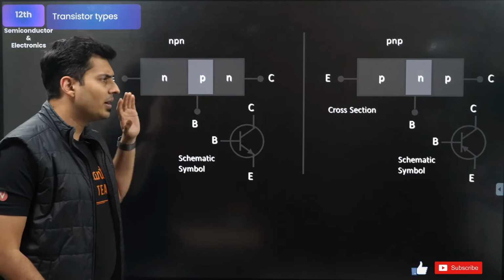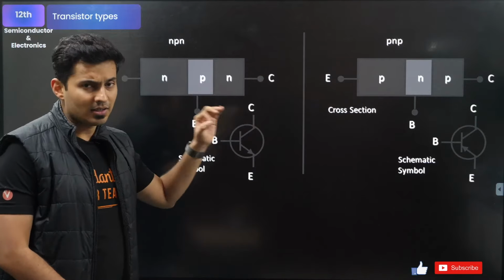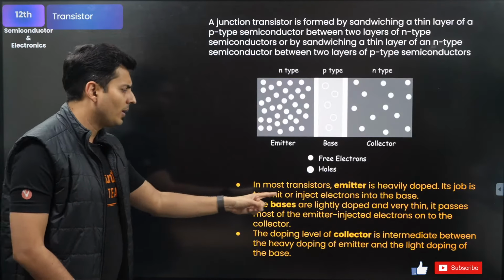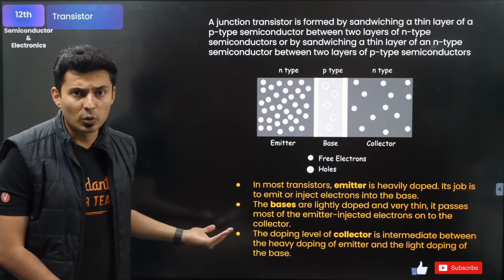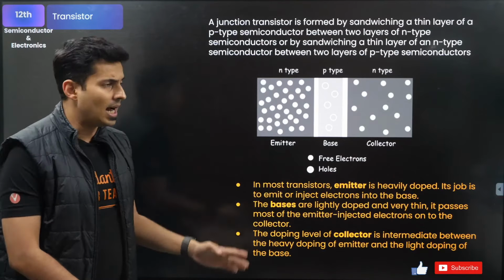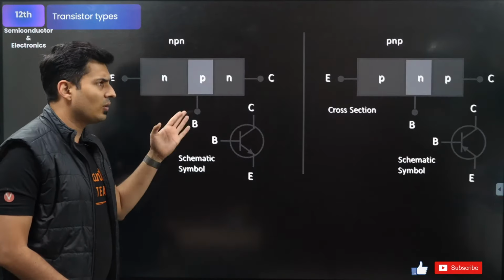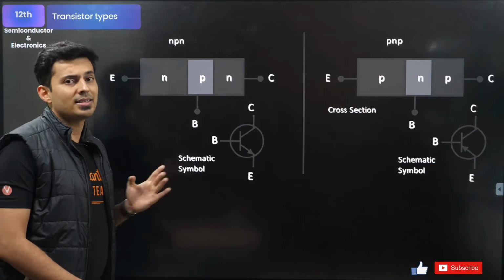All of them have emitter, base and collector. The characteristics are very, very similar. Whatever I have told you over here, who is doped more, who is doped less, it's all identical. Just that instead of N, it is P, or instead of P, it is N.